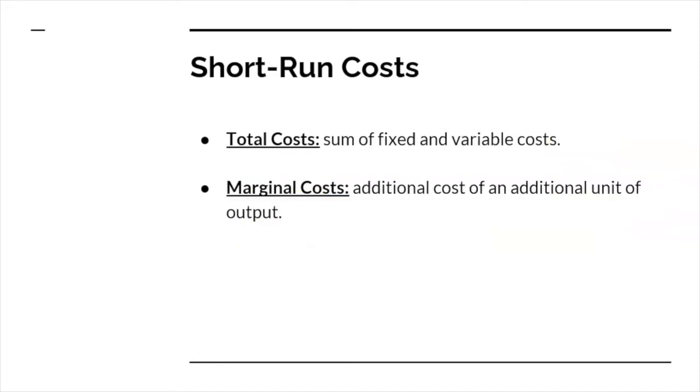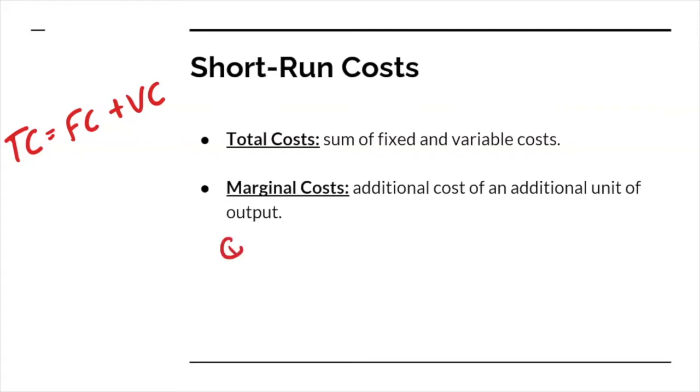And then we get total cost and marginal cost. You guys should know this. Total cost is just fixed plus variable. So if we're going to write this out, total cost equals our fixed cost plus our variable costs. And then our marginal cost, yet again, we have this weird definition: additional cost of an additional unit of output. Basically, you calculate marginal costs the same way we calculated marginal product, marginal utility, and marginal benefit.